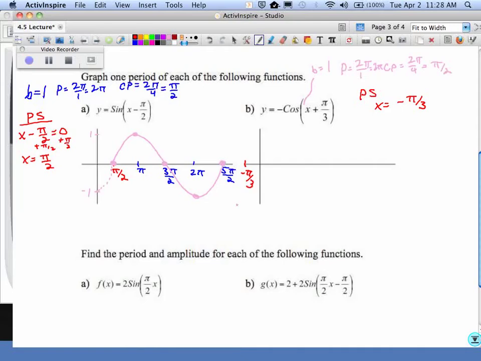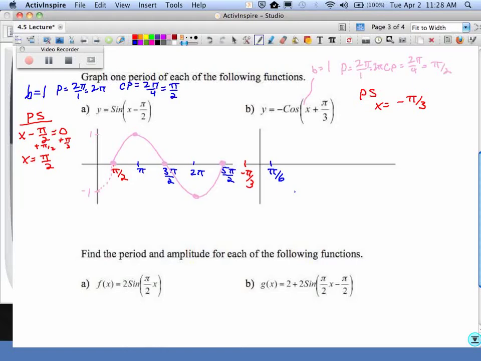Then we're going to be spacing them out every pi over 2. Now these two numbers do not play well together, so you have to do a little mental math or get out your calculator. What's negative pi over 3 plus pi over 2? If you're going to do that, you have to get a common denominator, and that'll probably be 6. So this number is really negative 2 over 6, and this number will be 3 over 6. So what's negative 2 over 6 plus 3 over 6? 1 over 6, or pi over 6.